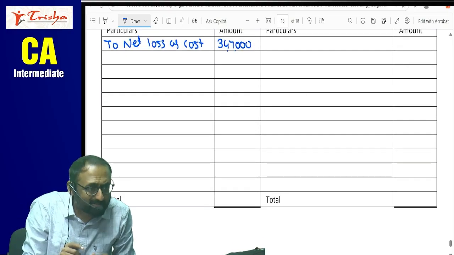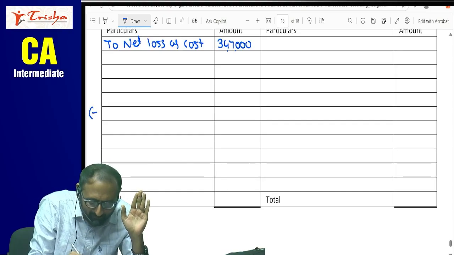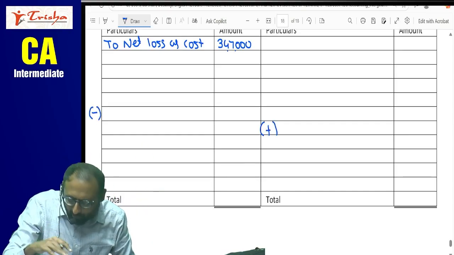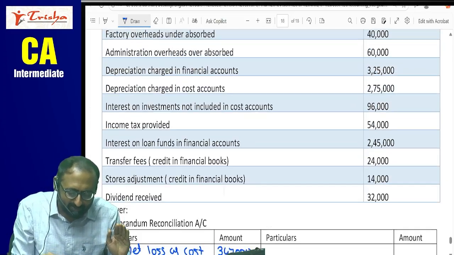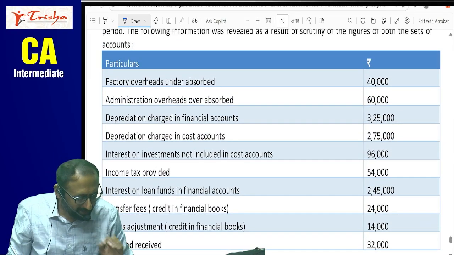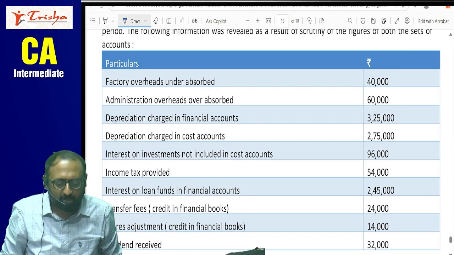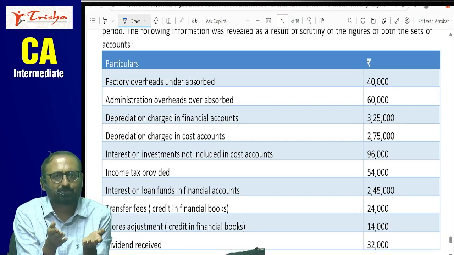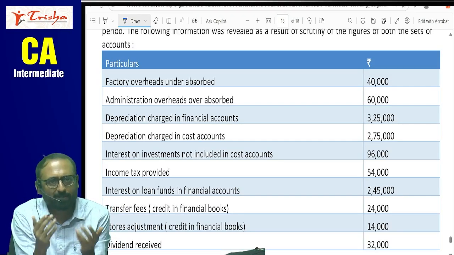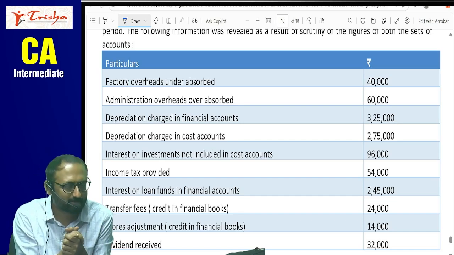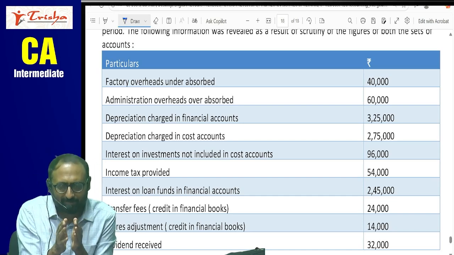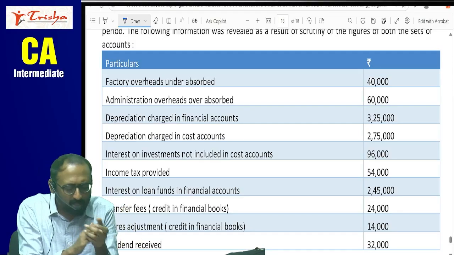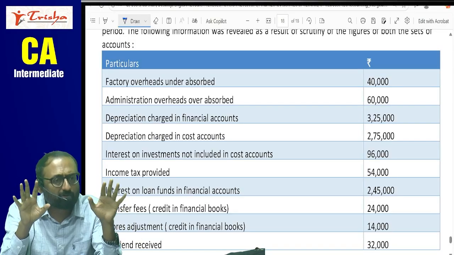Then I told you, sir, all less items onto the debit side, all add items onto the credit side. Chalo, quickly tell me, sir. First transaction: factory overhead under absorption. Sir, in simple language I told you: under absorption means less expenses taken. Over absorption means extra expenses taken. Under absorption and over absorption are possible only in costing. In finance, it is not possible, sir. So under absorption of factory overhead by 40,000.